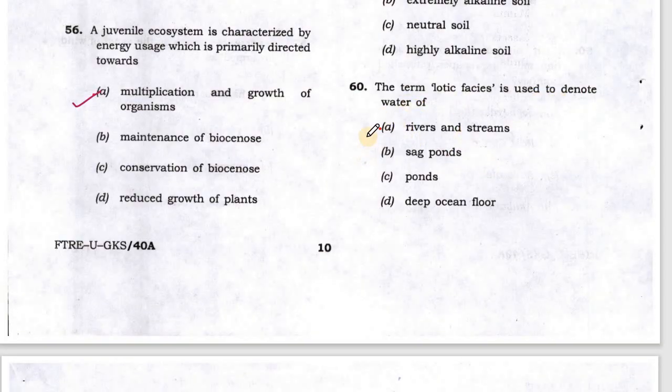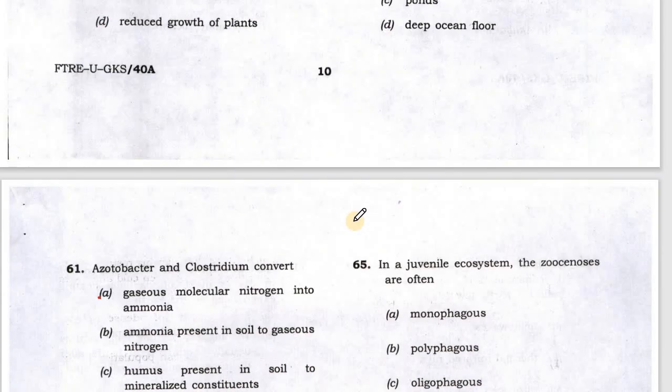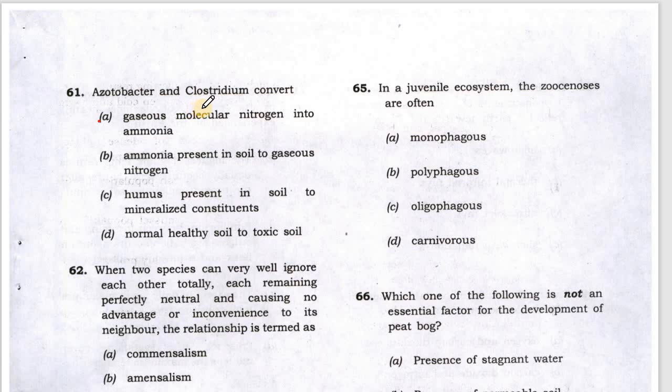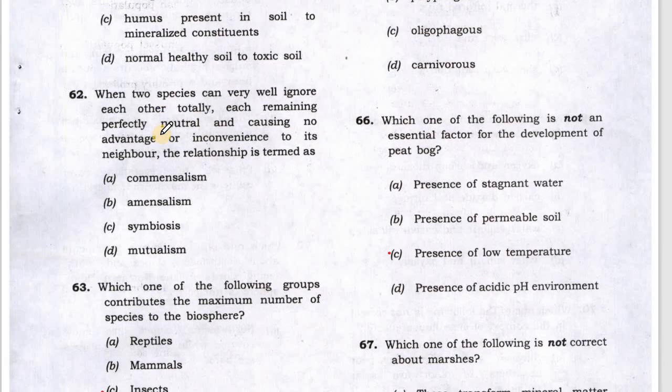The term lentic, so this is the river, moving water system, lotic and lentic. Azotobacter and the, so these convert gaseous molecules of nitrogen into ammonia. So A will be the correct one.